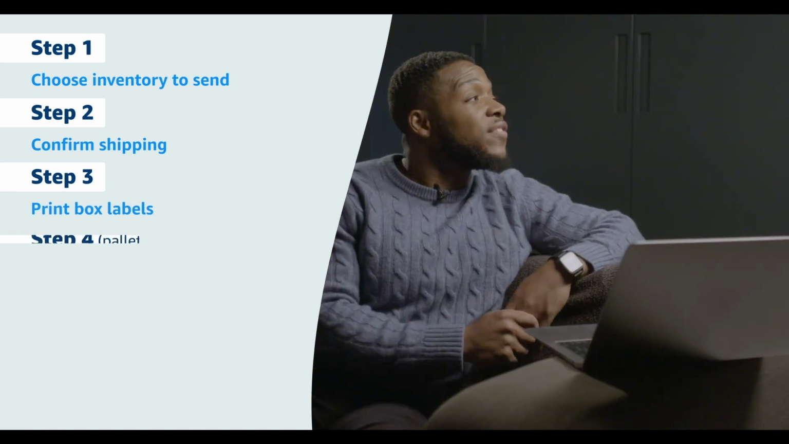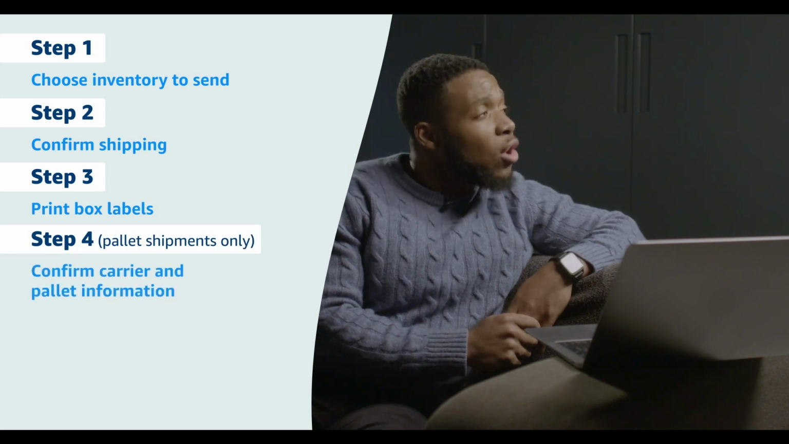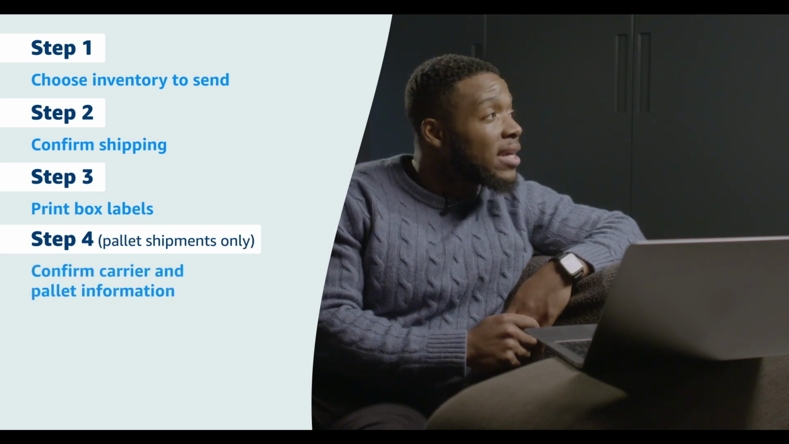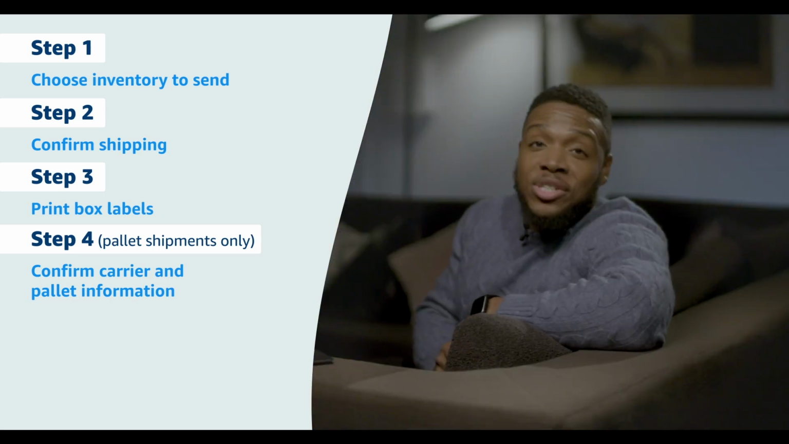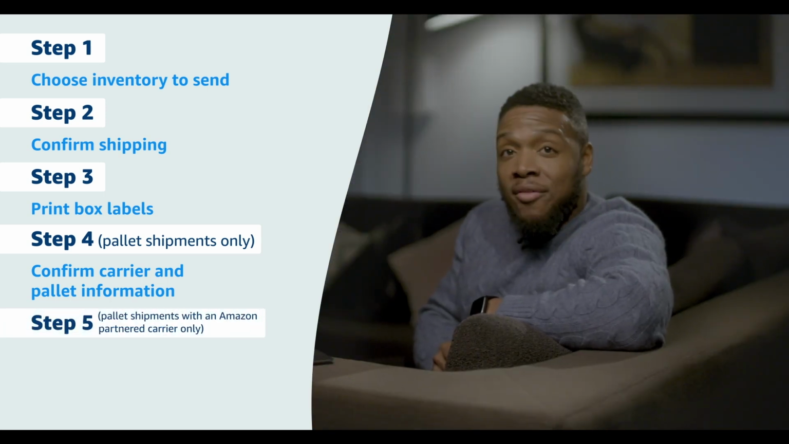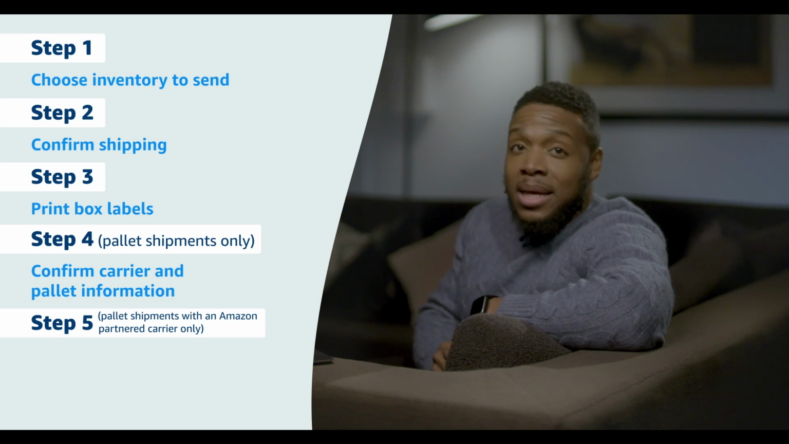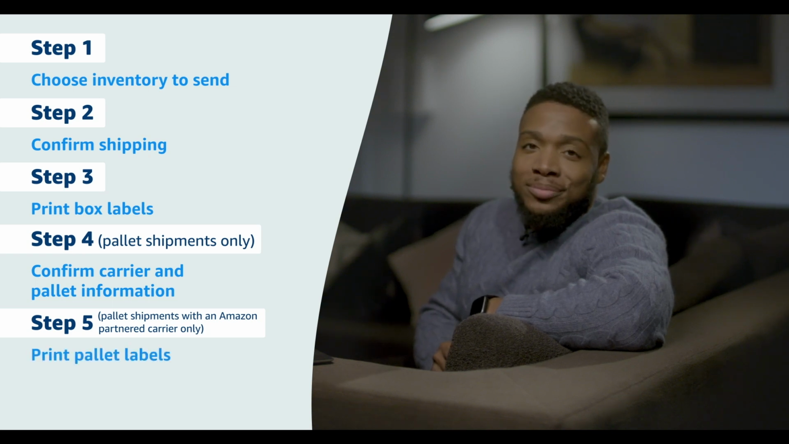If you're sending your inventory in pallet shipments, you'll also be asked to confirm carrier and pallet information in a 4th step. And if your pallet shipment is with an Amazon partnered carrier, you'll complete a 5th step to print pallet labels. If you're using a non-partnered carrier for either a small parcel or pallet shipment, and the carrier shares tracking information, you'll also provide tracking IDs for all the boxes in your shipment.